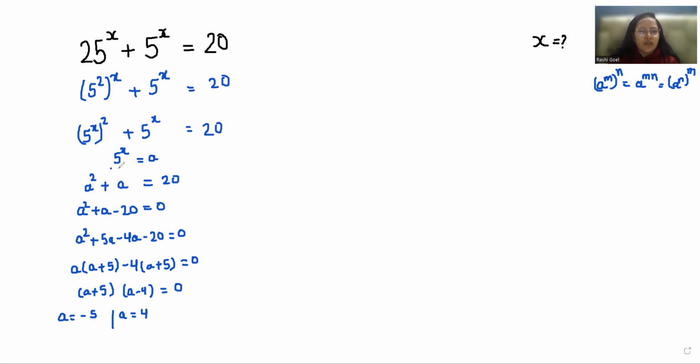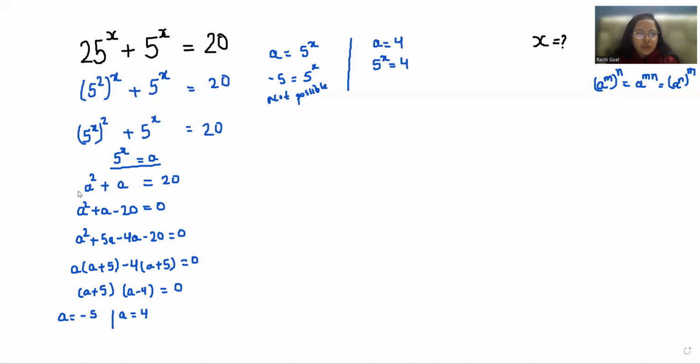So as we know that we took a substitution, let's put a = 5^x in place of a: -5 = 5^x. 5 has power x, which is positive, so it can't be equal to a negative number, so this case can't be possible. Now coming to a = 4, that is 5^x = 4.